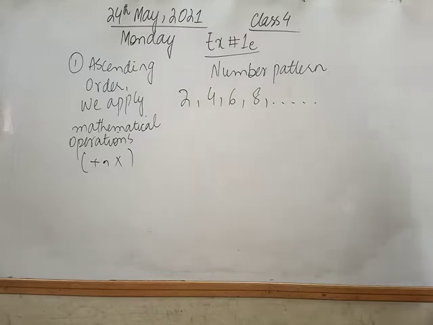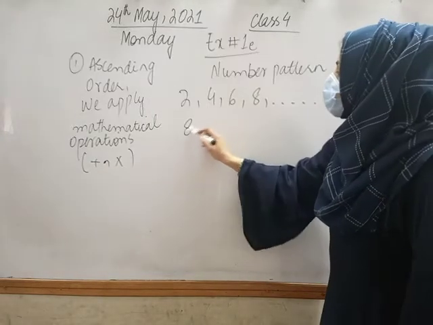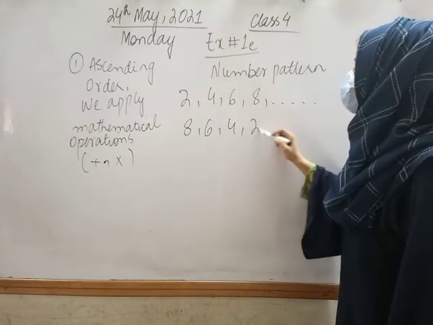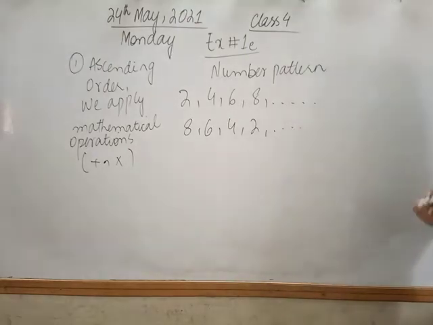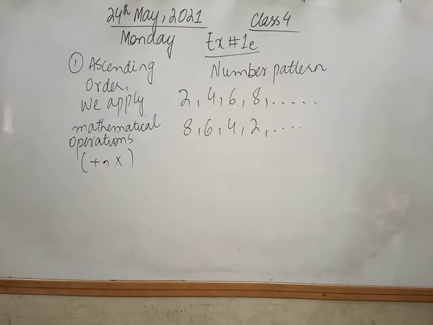So class, if the order is like this, 8, 6, 4, 2 and so on, it means the order is descending order. If you look, this order starts from 8 and ends with 2. So it means the gap, the difference, is 2, but it is decreasing here. In this sequence the order is decreasing, so we can write it in descending order.